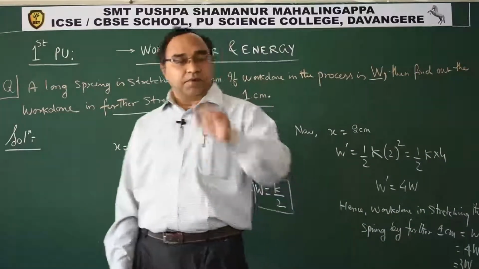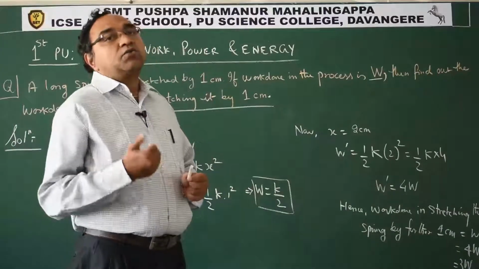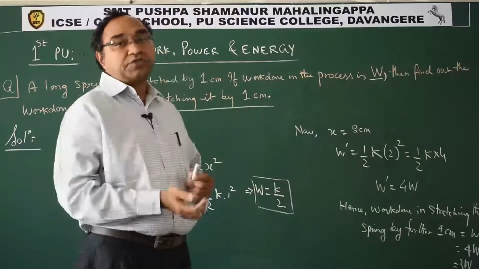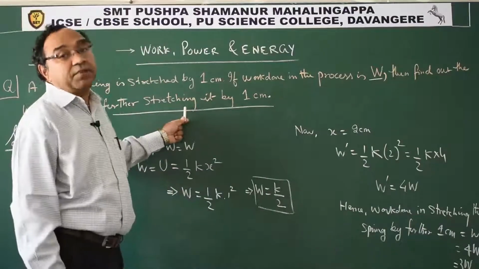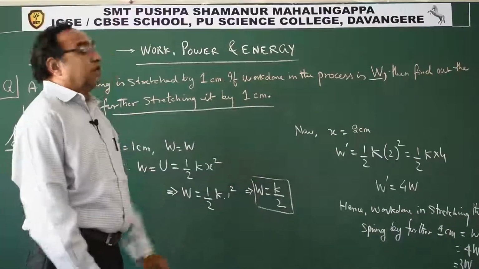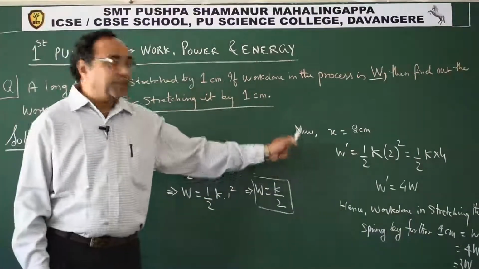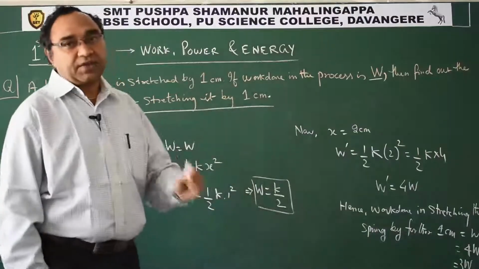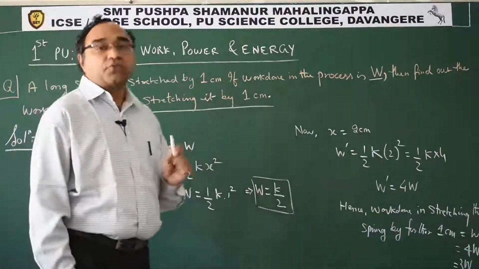This is exactly how. Please understand, if the question is given what is the work done to stretch it by 2 centimeter, but it says further 1 centimeter, that is why we are doing W dash minus W. Hope this method is clear. This type of questions are commonly asked in KCET. Now let us take the next question.